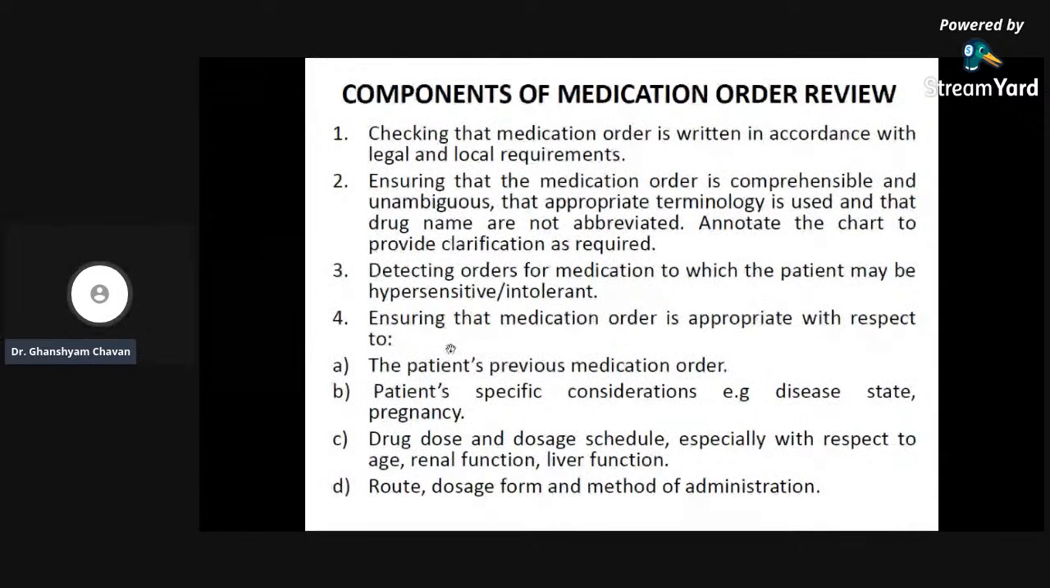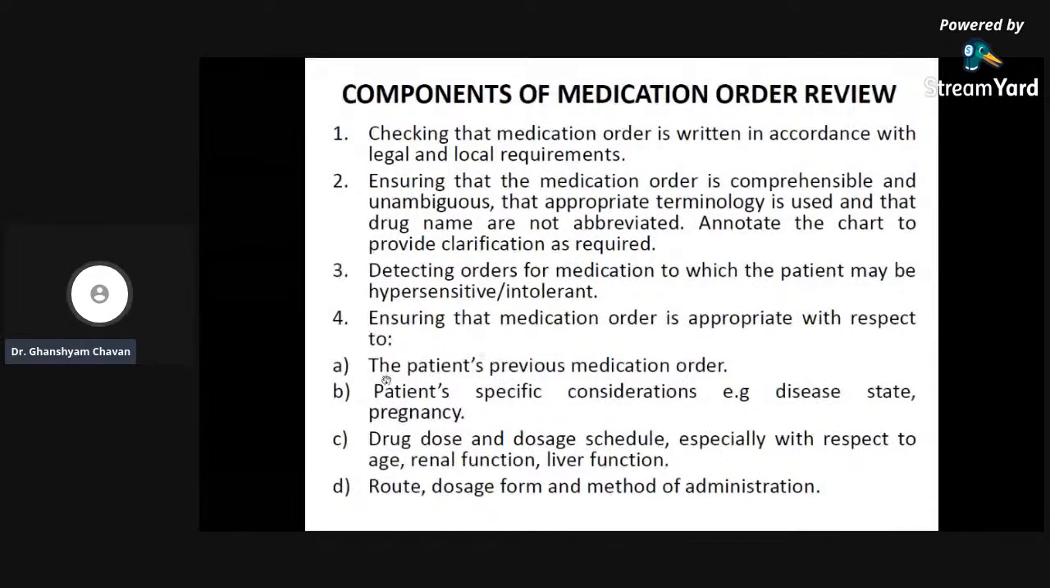So whenever we are placing the order for the chart, for new purchasing of drugs, we should discuss these things. For the proper order of medications with respect to, there are 4 points that we will discuss here. With respect to the patient's previous medication order, meaning the patient's history, what drug the patient took last time. According to that we should decide the next order.